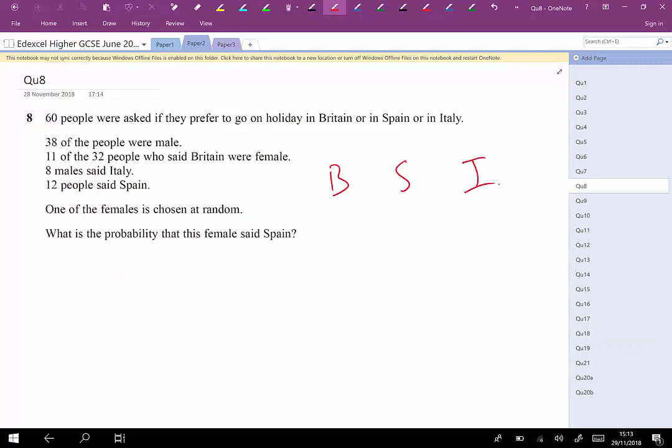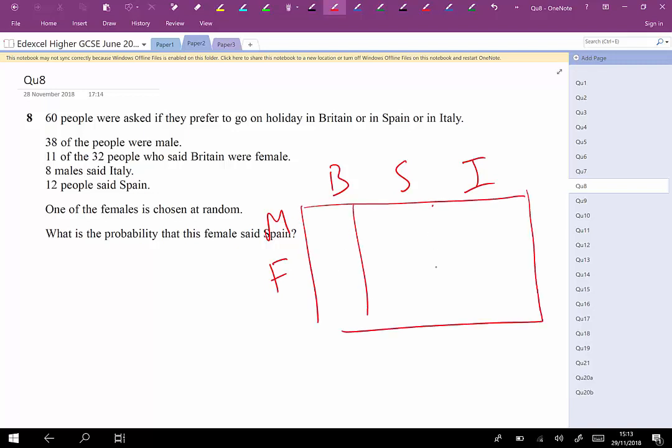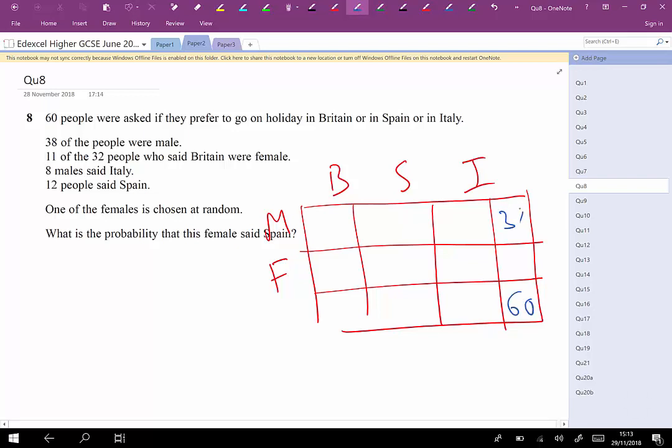Britain, Spain, Italy. Some of them were male, some of them were female. So I'm going to do that, and I'm also going to do totals. There, and I've got my totals columns as well. So what have we got? 60 people in total. Okay. 38 of them were male, which leaves 22 being female.